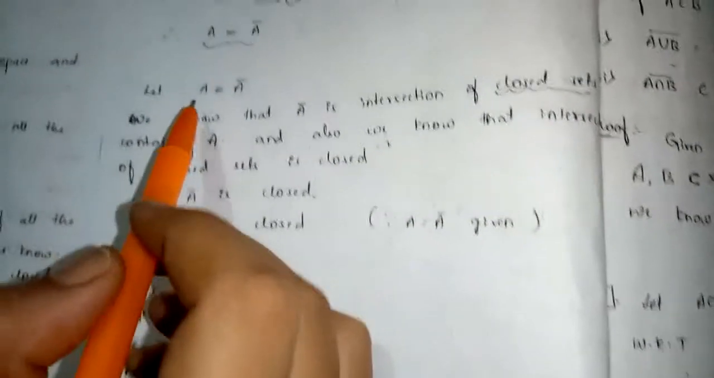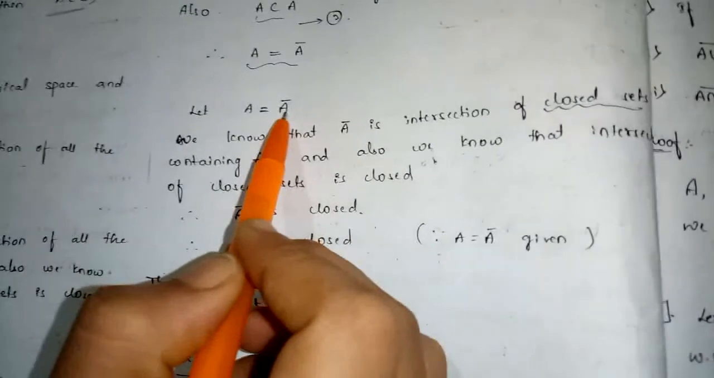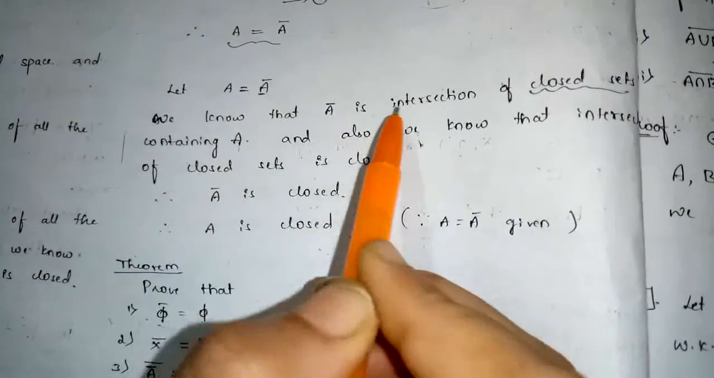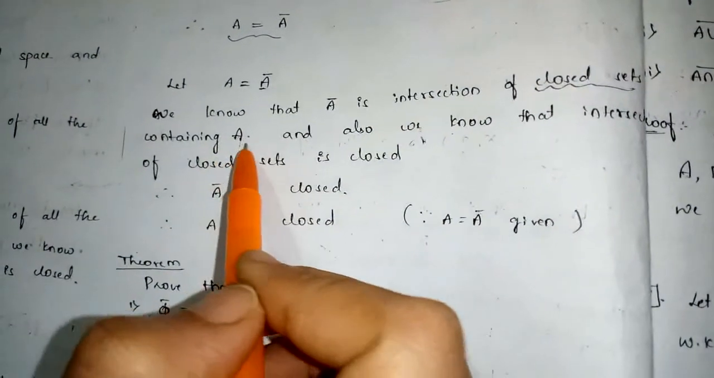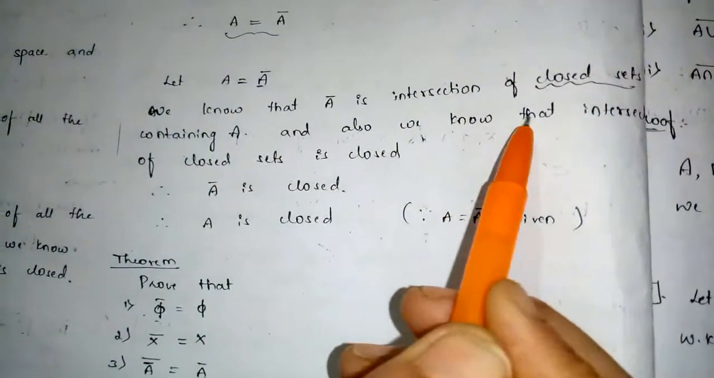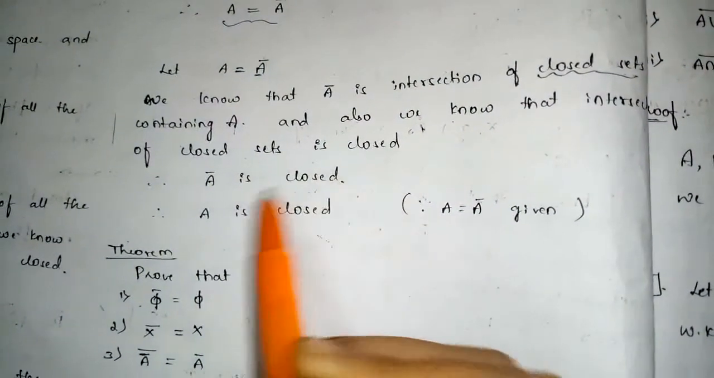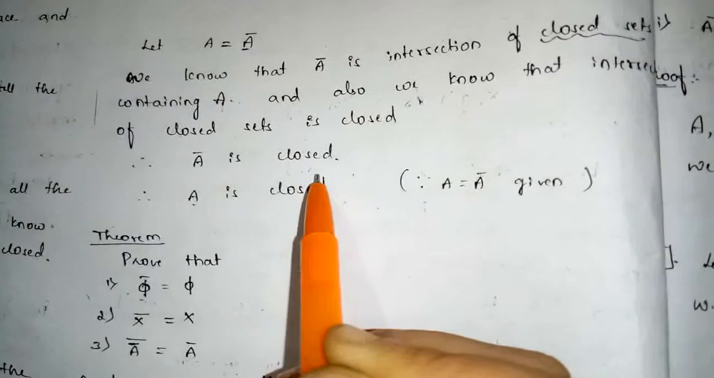Second, you have to assume that A equals A bar, then you have to prove that A is a closed set. We know that A is equal to A bar. A bar is the intersection of all the closed sets containing A, and also you know that an intersection of closed sets is closed. Then automatically A bar is closed, so A is also closed.